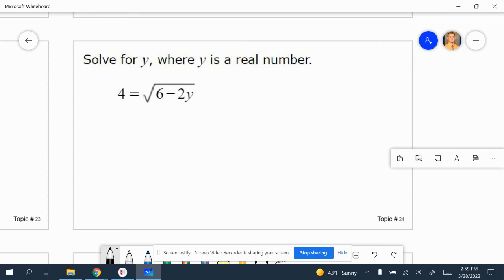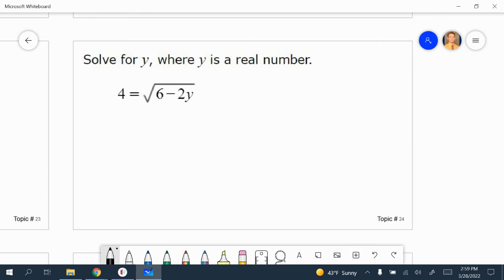Okay, we're going to do topic number 24 now. And you can obviously see that there's a radical on topic number 24. The way to get rid of this is pretty simple. We're just going to square both sides. So if I square the left-hand side, that becomes 16. If I square the right-hand side, that basically is going to get rid of our radical. So we'll just be left with 6 minus 2y.